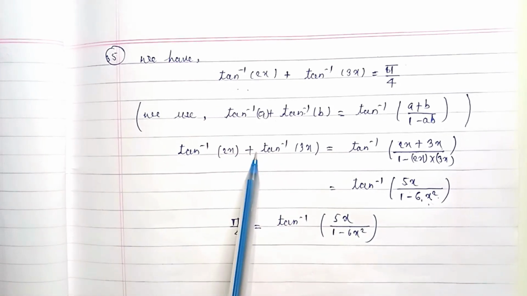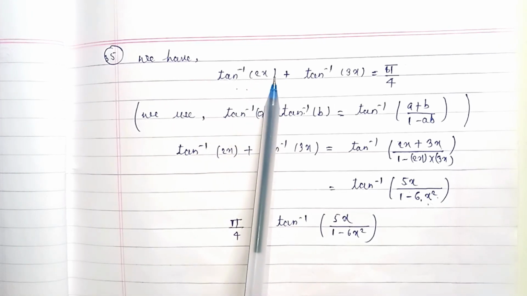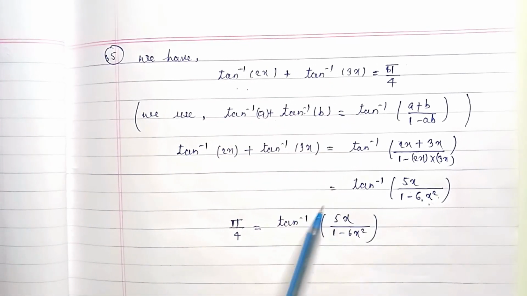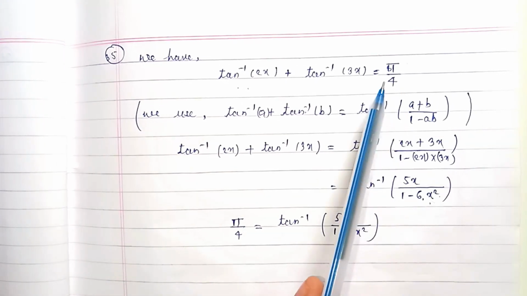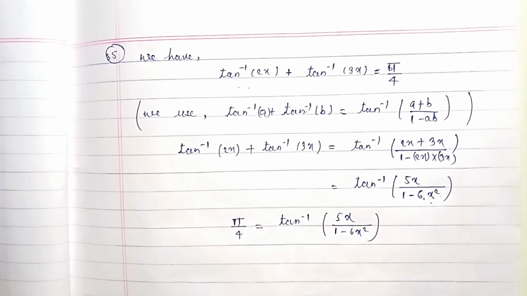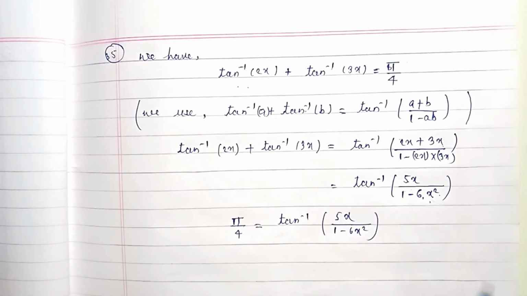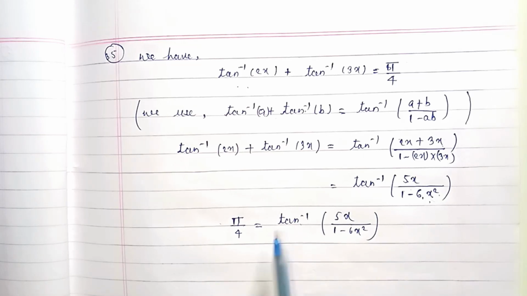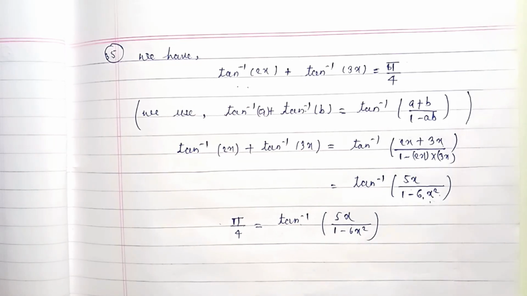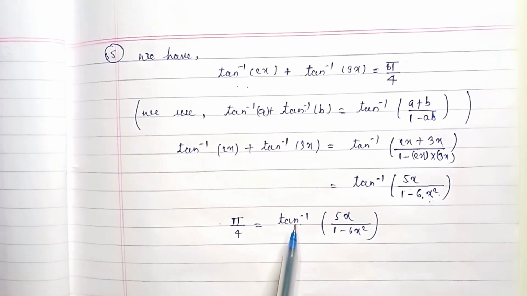Now substitute this value back into our example. Tan inverse of 2x plus tan inverse of 3x can be written as tan inverse of 5x upon 1 minus 6x square, and pi by 4 remains the same. Now, to simplify, take tan on both sides, because we do not want the inverse trigonometry, which always gives complicated steps. We have to get rid of this tan inverse, so apply tan on both sides.